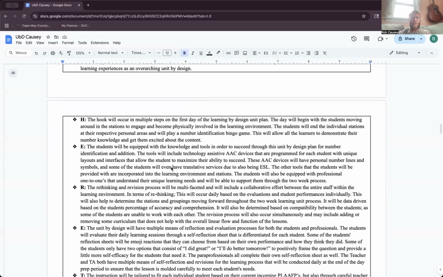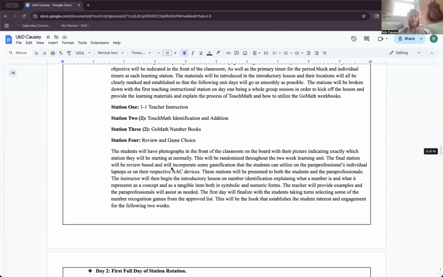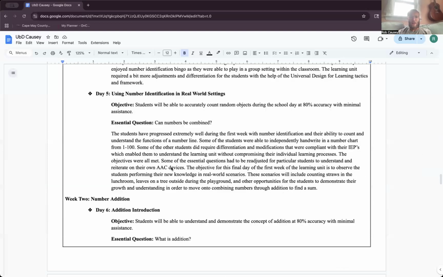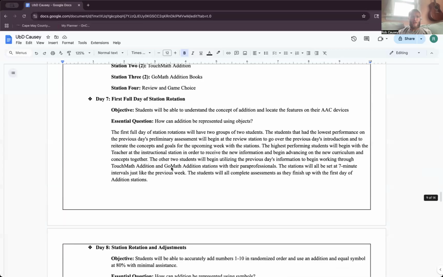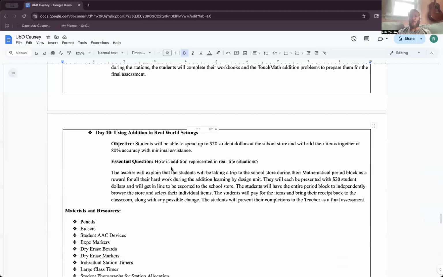The hook with this is not only the movement that the stations provide, but also some of the gamification at the end, and also having the students look forward to being able to spend some money in the school store. So the final project, when everything builds up to it, is we're going to use addition in a real world setting. So the students will go through learning the numbers, learning the functions, learning addition, being able to add those components together to add two-digit whole numbers together.